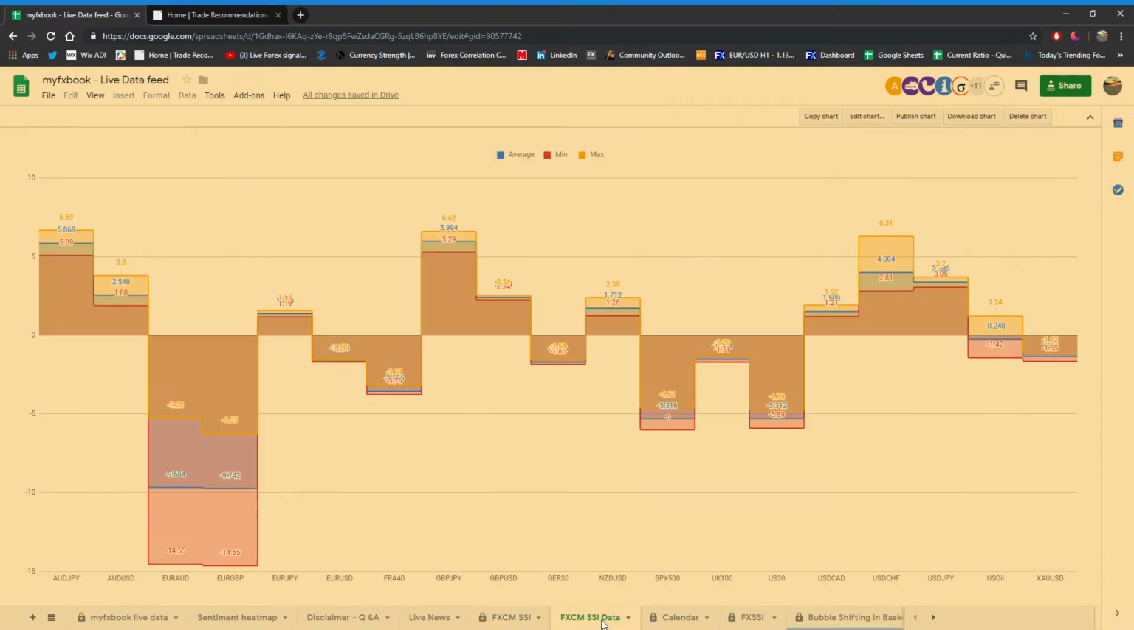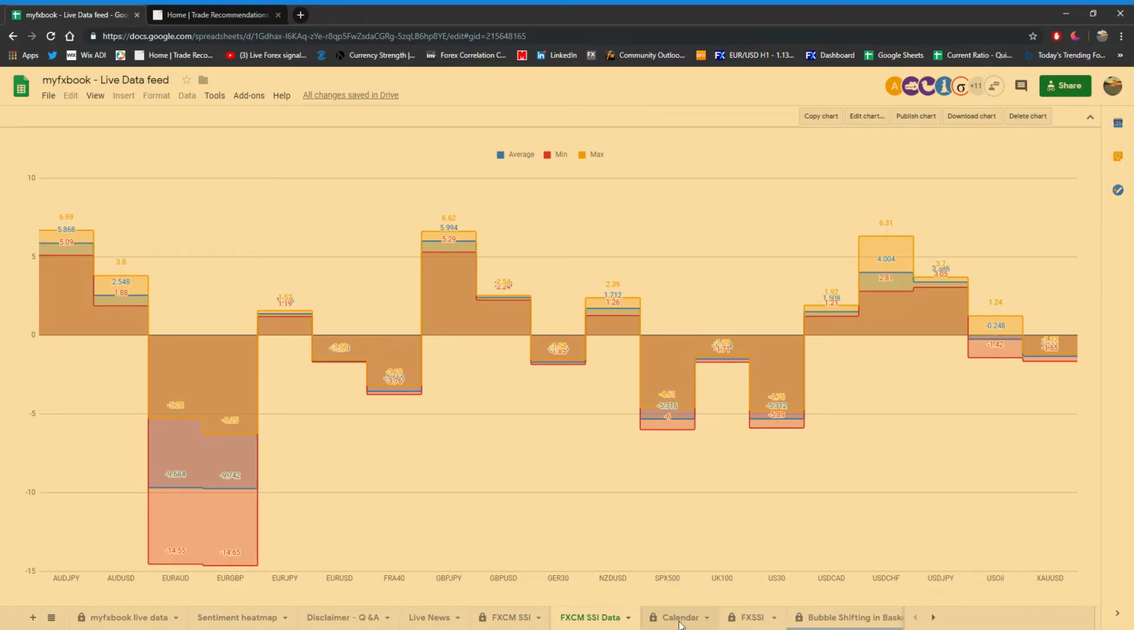This is just a graphical representation of that data. So we see if it's coming down all the way down here, it's a buy. Sticking up, it's a sell. Dollar Swiss, dollar yen, the pound yen, pound dollar. Yeah, anything in the middle is undecided.